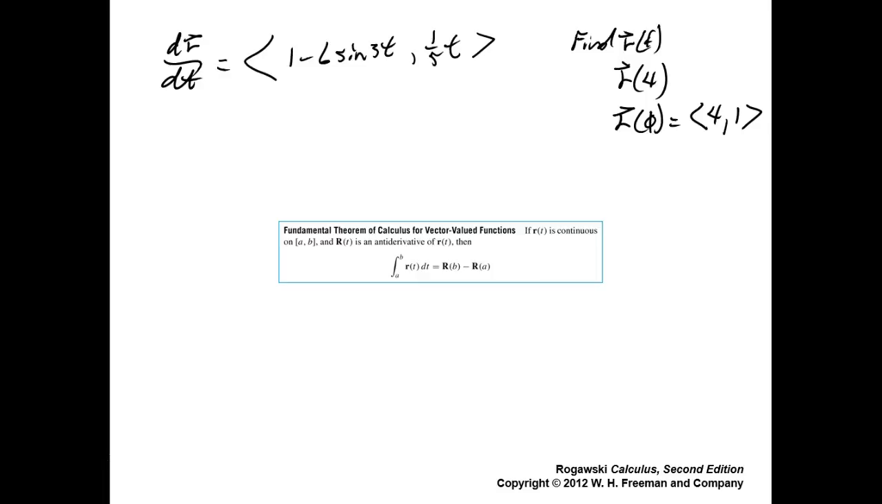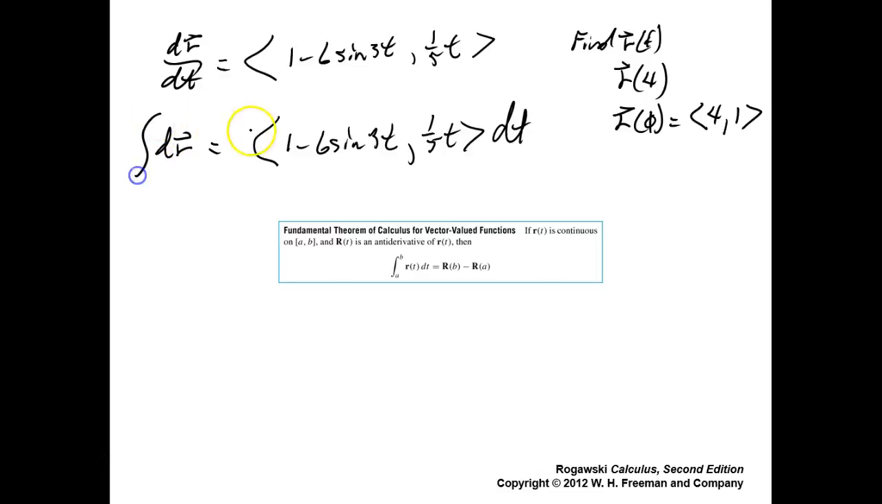Take the integral. In other words, dr is equal to 1 minus 6 sine 3t, comma, one fifth t, dt. What we did was write it in differential form, isn't it? And then we integrated. Okay? And what did we get? r(t) is equal to the integral of 1 minus 6 sine 3t.